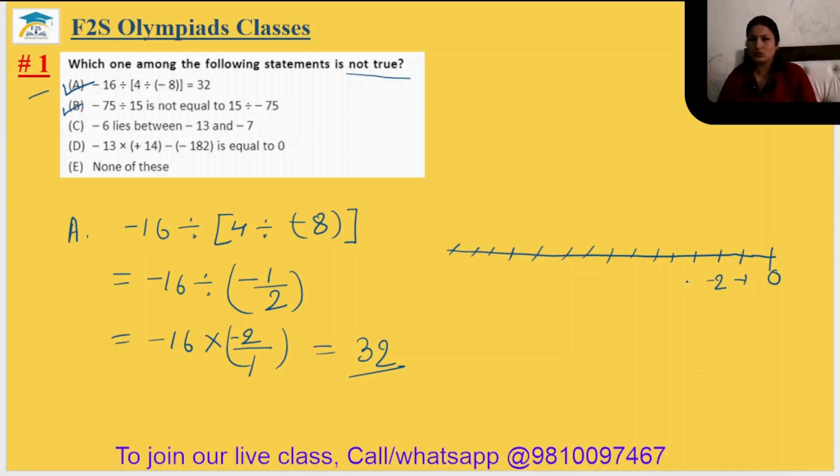Minus 1, minus 2, minus 3, minus 4, minus 5, minus 6 and minus 7. Then minus 8, minus 9, minus 10, minus 11, minus 12, minus 13. Now minus 7 is here and minus 13 is here. Minus 6 is coming to the right of minus 7. So this is wrong. Minus 6 does not lie between minus 13 and minus 7. Option C is the correct answer. First answer is C.